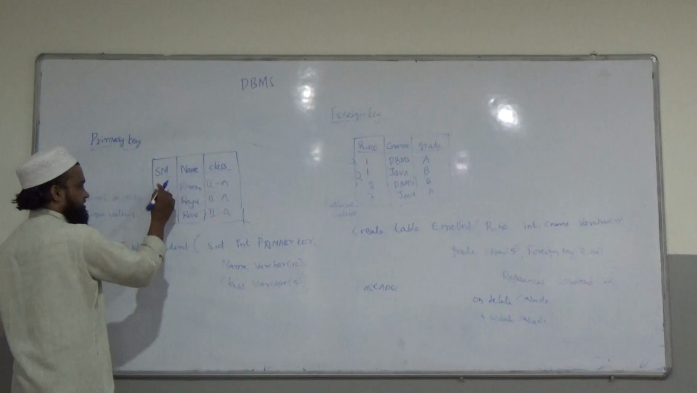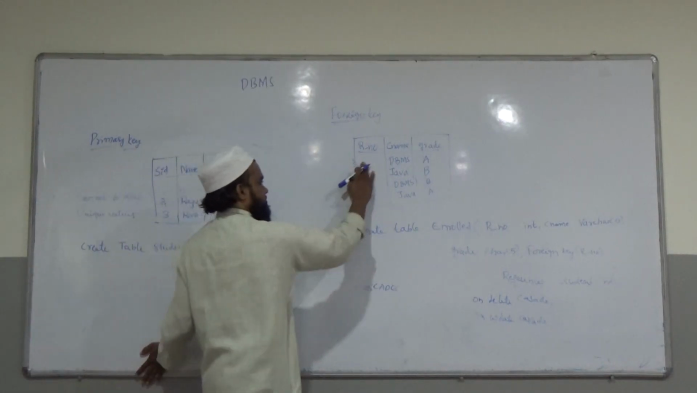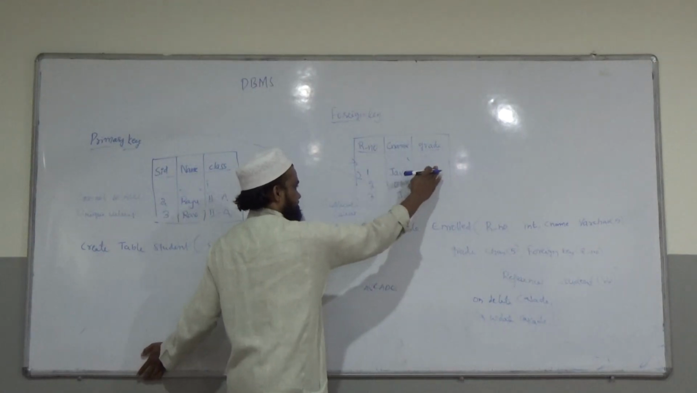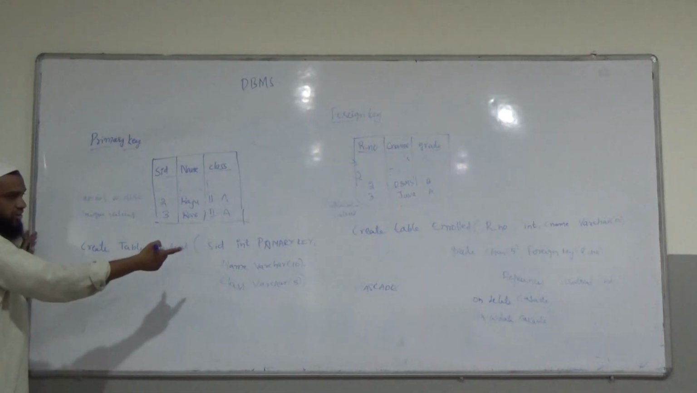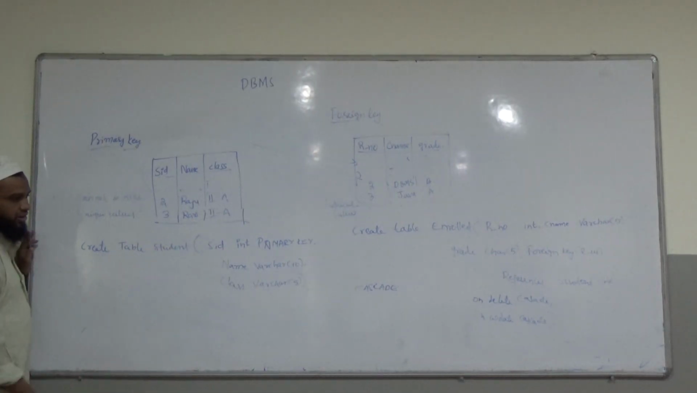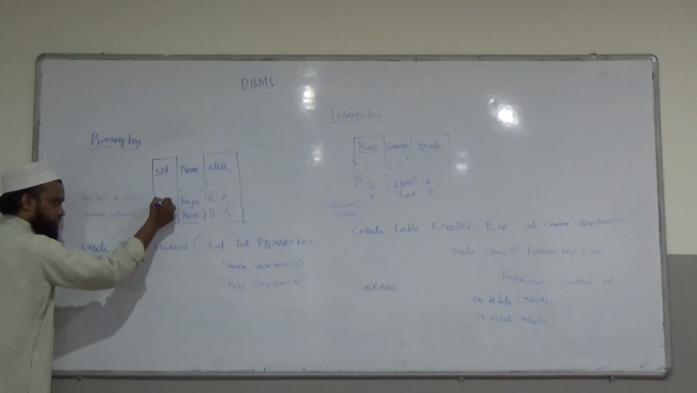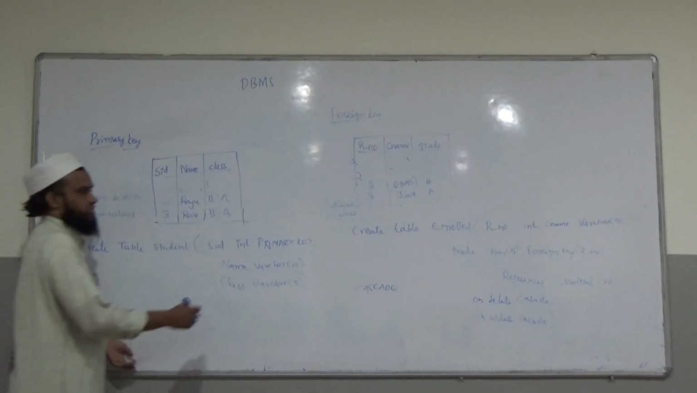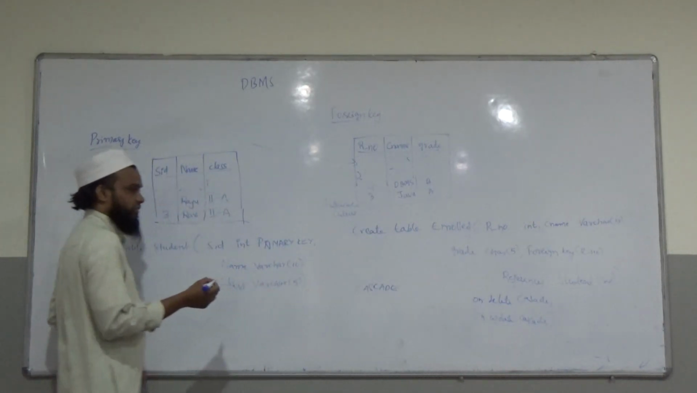If you are deleting this roll number 1 from here, it will be deleted from foreign key also, since we have written on delete cascade. Same for on update cascade. If roll number 4 is changed here in primary key table, we have updated, so in foreign key also it will be updated. This is about primary key and foreign key constraints.